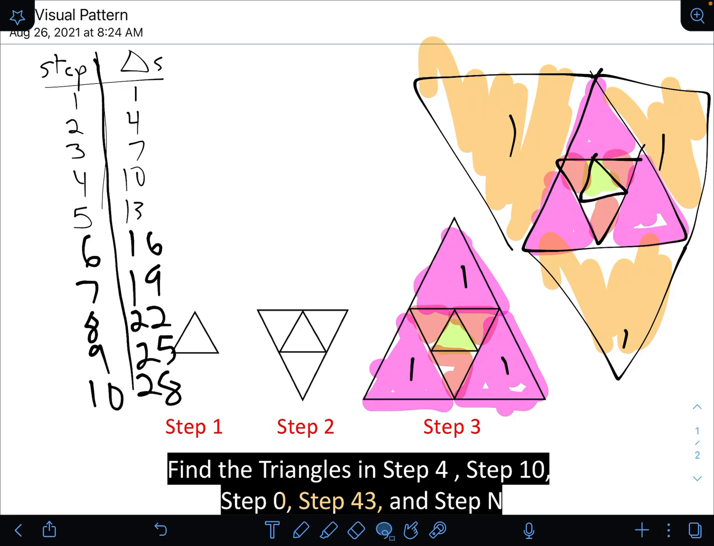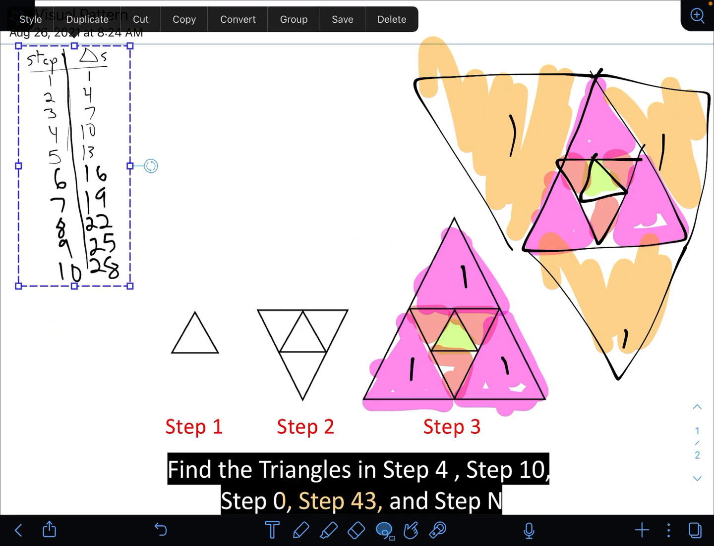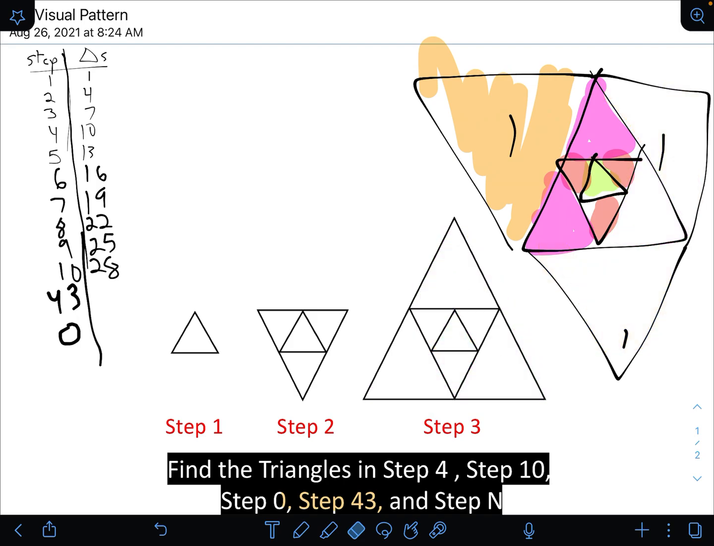Now, sometimes a way to figure out the easier way is to say, okay, so I want step 43. I don't know what that is. But to figure it out, let's find what step 0 is. Like, what if step 1 wasn't the beginning? What if step 0 was the beginning? Okay, what would step 0 look like? Well, you may be like, I don't really know.